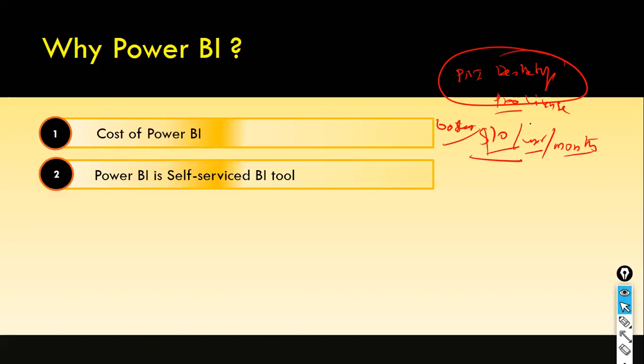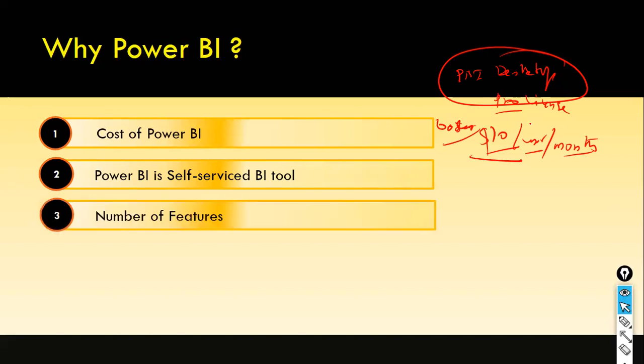And the other important factor for the Power BI customers that run after Power BI is the self-service business intelligence tool, and it offers the maximum number of features. If you compare with any other tools in the market, Power BI supports a lot of features. You can write 1200 different functions, M functions and DAX functions.